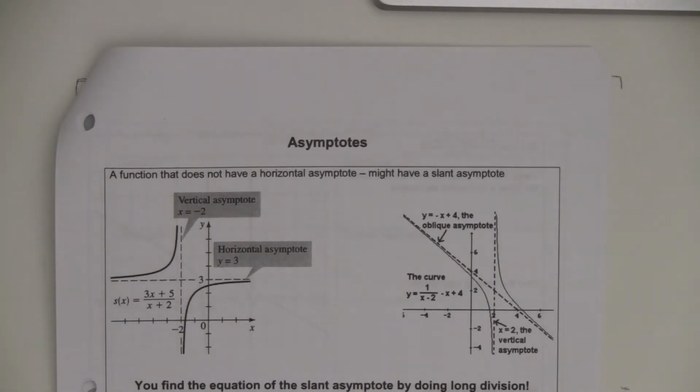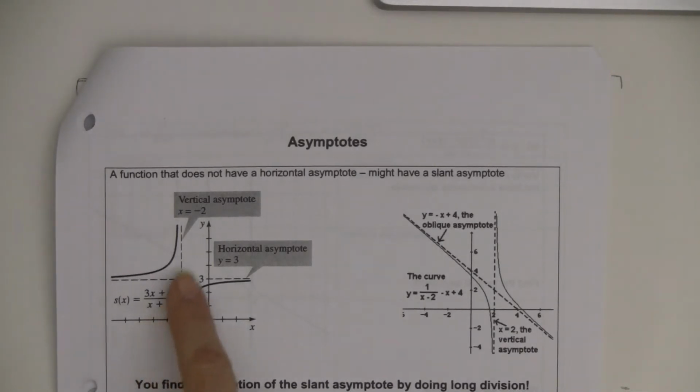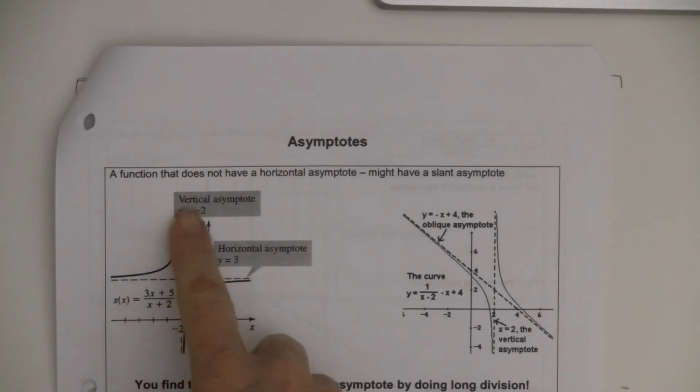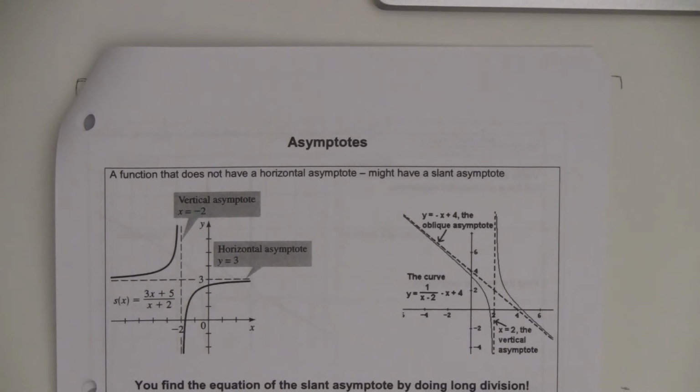And so on this page is a graph that has S of x equals 3x plus 5 divided by x plus 2. And they're telling us that where the denominator is 0 is where the vertical asymptote is. I know that's hard to see on this computer screen, but this is x equals negative 2, the vertical asymptote. Now, it's important when someone asks you the vertical asymptote that you don't say negative 2. You say x equals negative 2. It needs to be a vertical line.